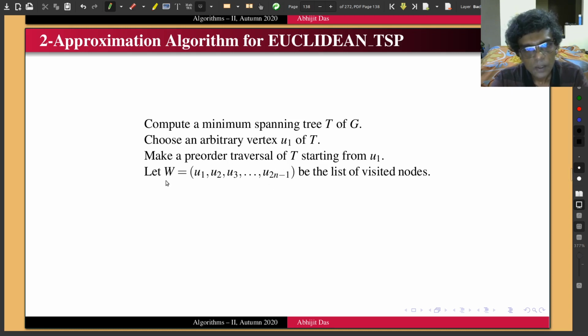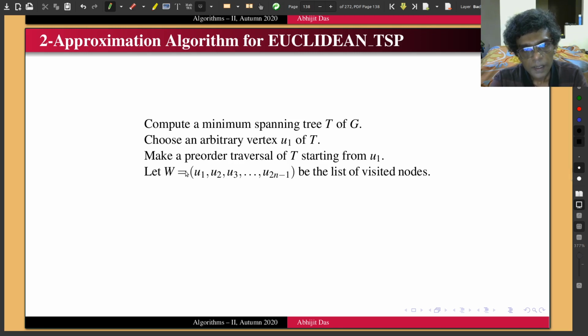Okay. So this is not actually a cycle or a path because there are repetitions of vertices. There may be repetitions of vertices. Or why should I say there may be? There will always be repetition of vertices on this path. So this is essentially called a walk in the tree.